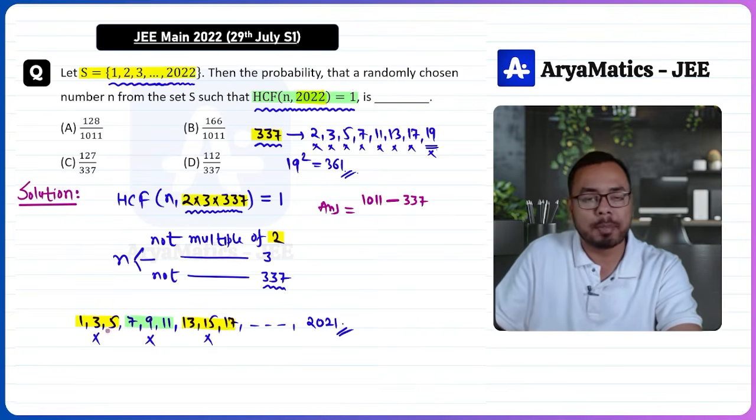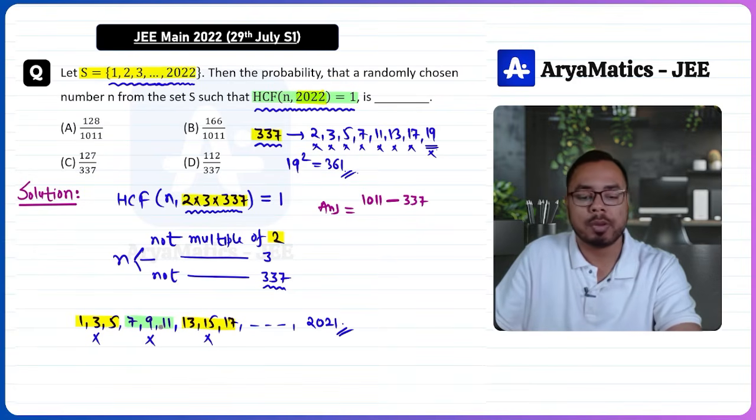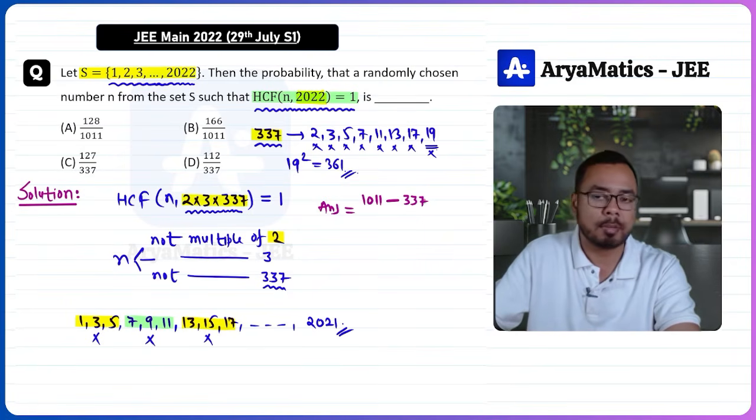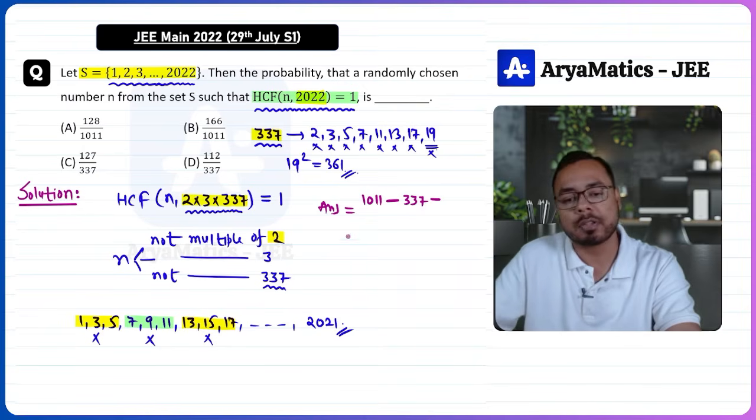So from these numbers, in every triplet, you have one multiple of 3. Right? In 1, 3, 5, you have one multiple of 3; in 7, 9, 11, another multiple of 3, and so on. So 1011 divided by 3 will give us 337 triplets, and every triplet has one multiple of 3. So these are multiples of 3.